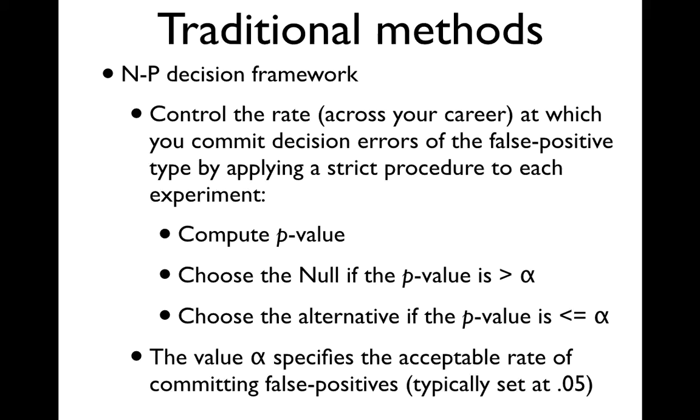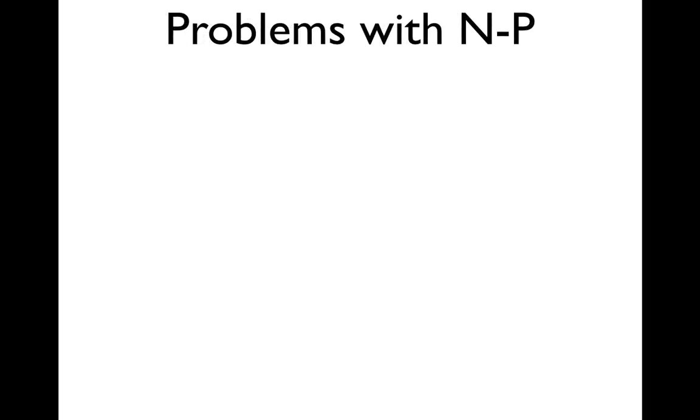So that's it. You are dichotomizing and making a decision one way or the other. Whereas with Fisher, you have this continuous metric. You're still computing the p-value, but you're leaving it as is, and representing it as a continuous metric of evidence.